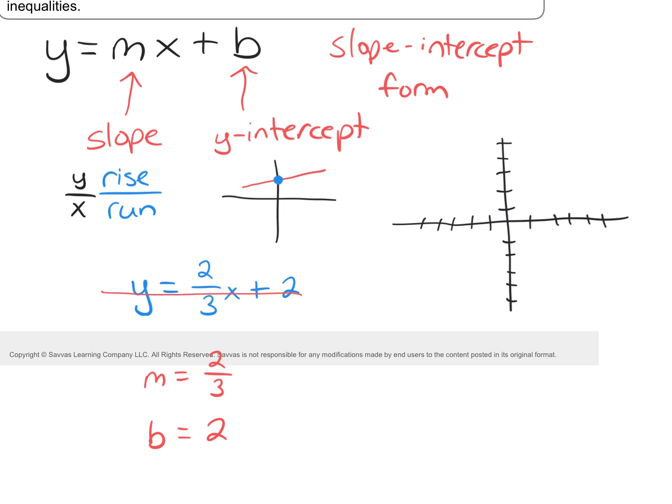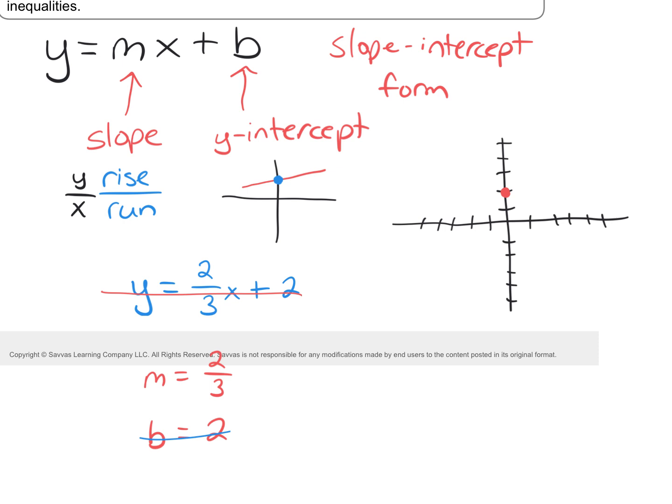Which one, the slope or the B, can serve as our starting point? B. Yep. So if I'm graphing B, always start at the origin. Where is the Y-intercept at if it's at 2? Where am I going from here? Up 2. Okay, so put a point at the Y-intercept where it's 2. Now that we have a starting point, we're done with B, we used it.